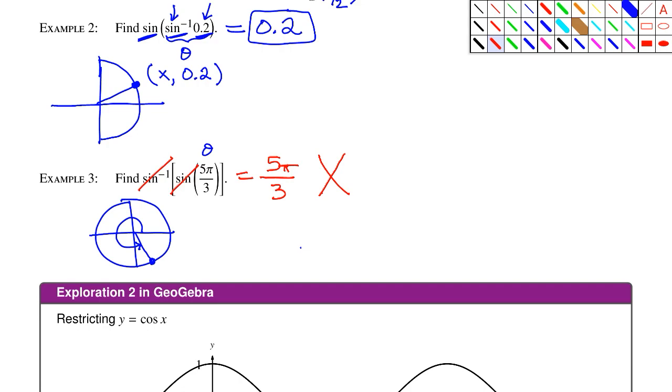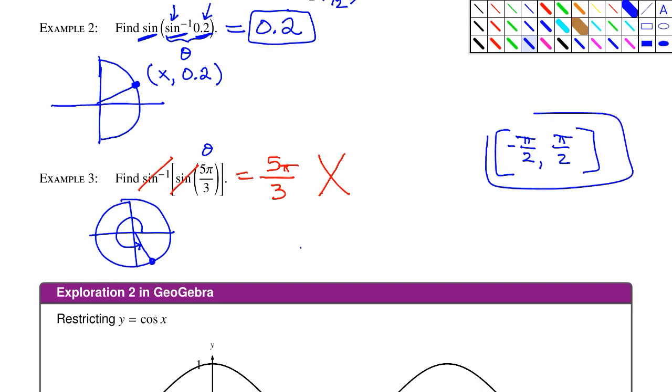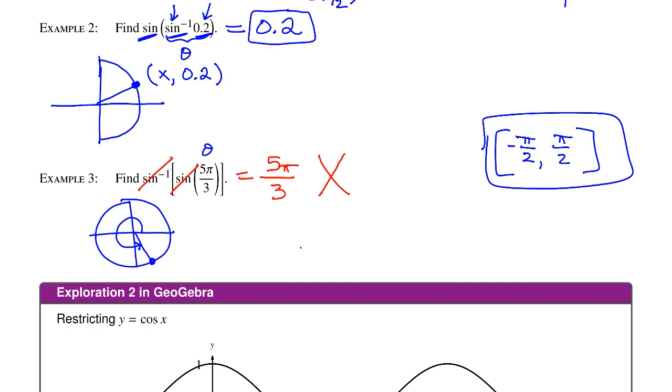And the reason is because 5 pi over 3 is not in the range of the arcsine. Remember that the arcsine has to have a range that goes from negative pi over 2 to pi over 2. So all of the answers from doing the inverse sine function have to live within this range. 5 pi over 3 does not. So let's take another stab at it.